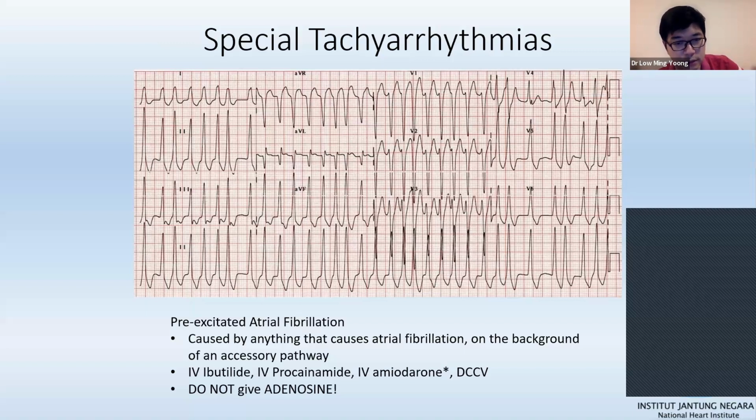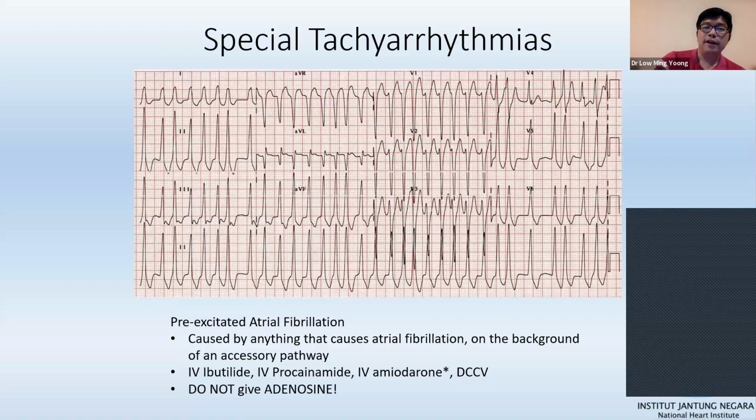But amiodarone, being so powerful, has actually all four antiarrhythmic properties. You don't know which antiarrhythmic property is going to work. If it selectively inhibits the AV node, then you're in deep trouble. But if it selectively inhibits the ventricular myocardium, then it's good. Then you'll terminate the tachycardia. So 50-50. And that is why, do not simply ask people to give amiodarone if you get a case of pre-excited AF. You need to tell them what to look out for, what to expect. And do not give adenosine. The reason is, I'll tell you later.